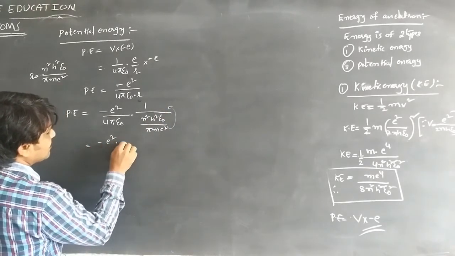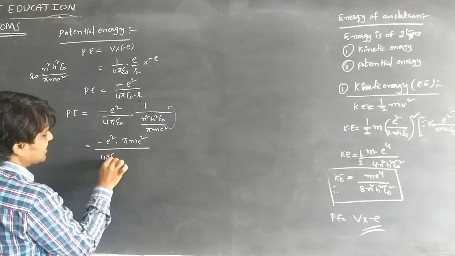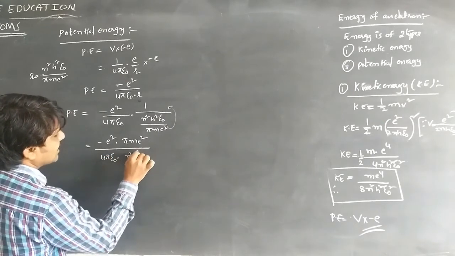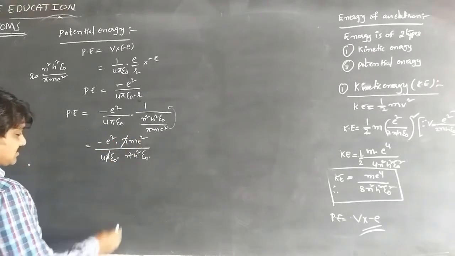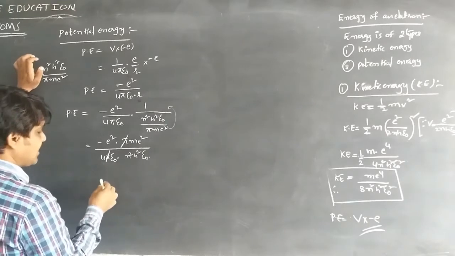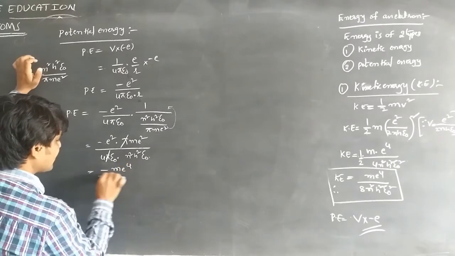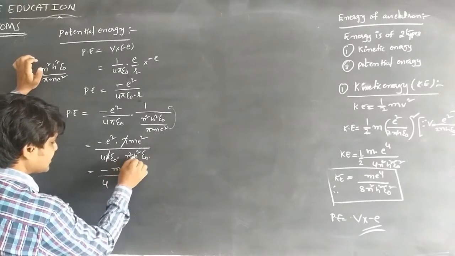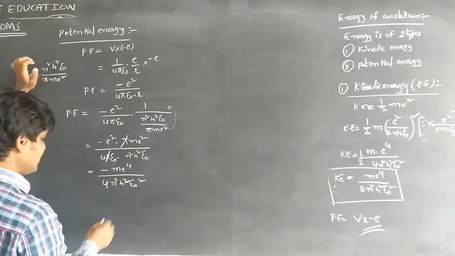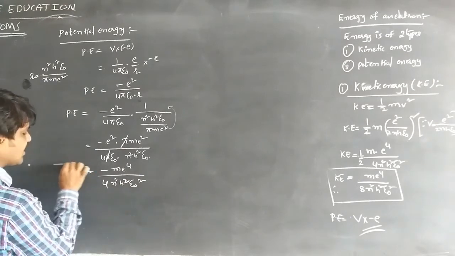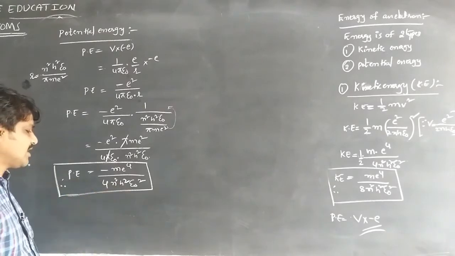Then minus e square into pi m e square by 4 pi epsilon naught into n square h square epsilon naught. Here pi gets cancelled, epsilon naught into epsilon naught will be epsilon naught square, so minus m e power 4 by 4 n square h square epsilon naught square. So this is the equation for potential energy. The potential energy is inversely proportional to the square of n.